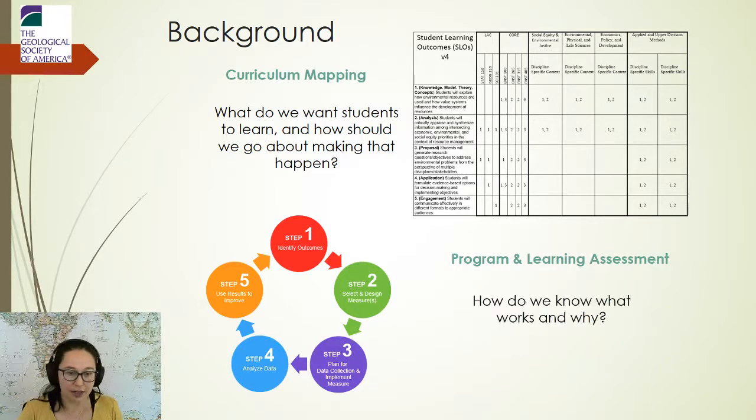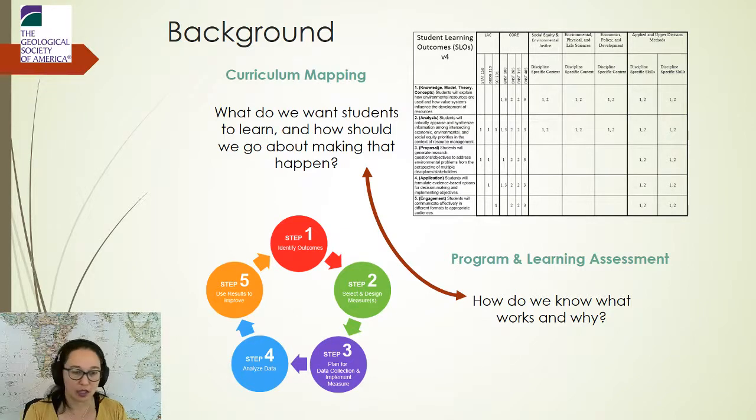And so in thinking about program and learning assessment, we also need to think about how we know what works and why, and that question is intrinsically integrated with what we want students to learn and how we should go about making that happen, right? How do we know what we should do if we don't know what works and why?